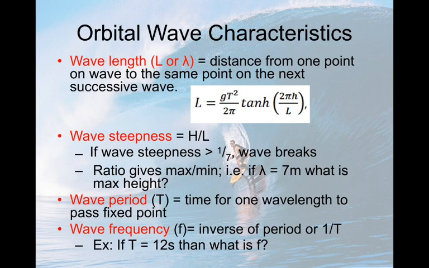G is the gravitational constant. Since it's a science class, we would use 9.81 meters per second squared. T is again wave period, the time for one wavelength to pass a fixed point, squared, divided by 2 pi. I'm assuming you know pi. Tangent hyperbolic, and this is the little h. Little h is not wave height. Little h is water depth. That's the distance from the still water line down. And that would be multiplied by 2 pi, depth again, divided by length.